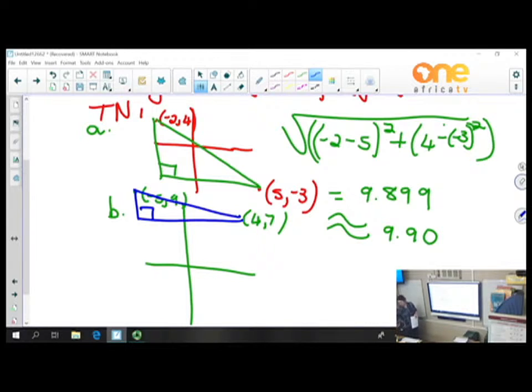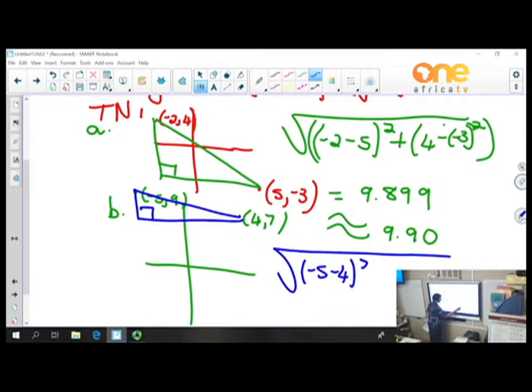Right, B, C, and D. You are not working. I don't see any sketch up to now. Okay, so let's see. This one is negative 5 minus 4 squared plus 9 minus 7 squared. Just a second, I just want to double check. 9.22. Okay, so this one's answer rounds off to 9.22. Okay, C and D. I want you now to try C and D.